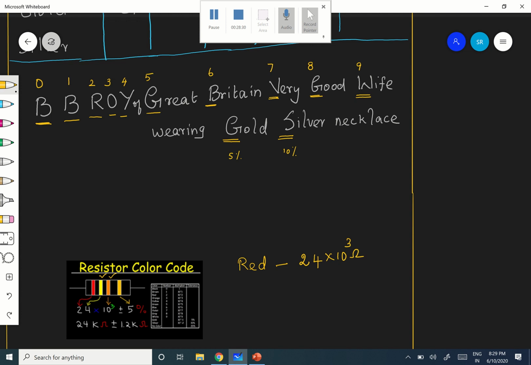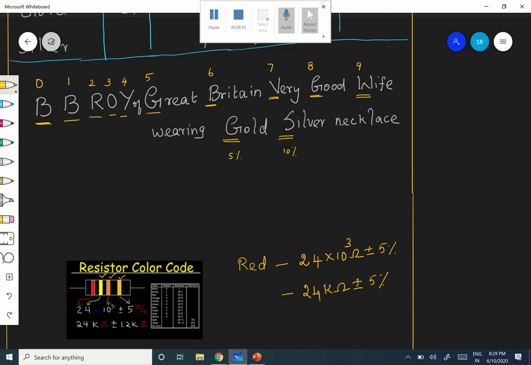Then after that it is gold, okay, it is golden, therefore plus or minus how many? 5%. Therefore it can be written as 24 kilo ohm, correct? Plus or minus 5%. Okay, this is just for practice I have taken.